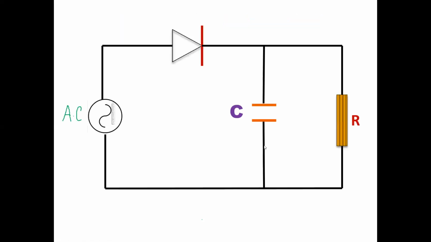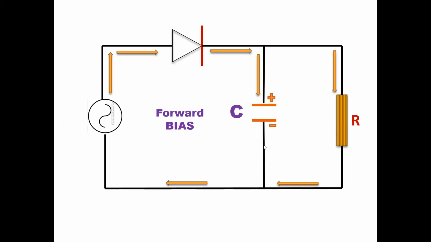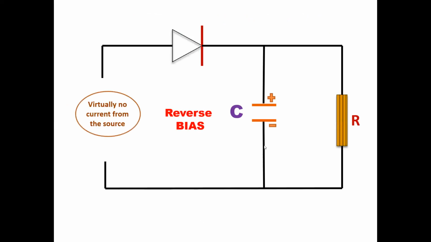Smoothing by a capacitor. The basic issue was fluctuation in the rectified DC. They thought of using a capacitor. The capacitor is charging in the forward bias. In the reverse bias, there is no current from the back, so the capacitor discharges and gives current to the resistor.